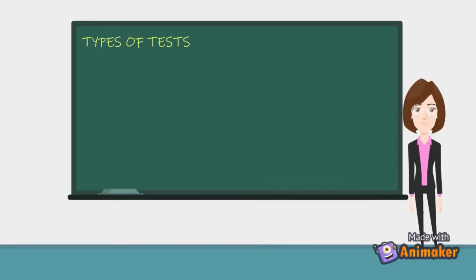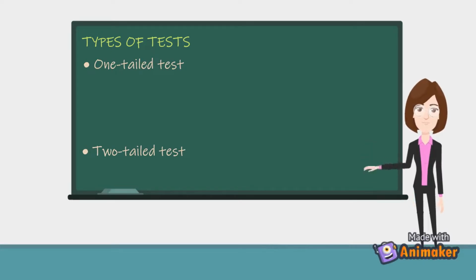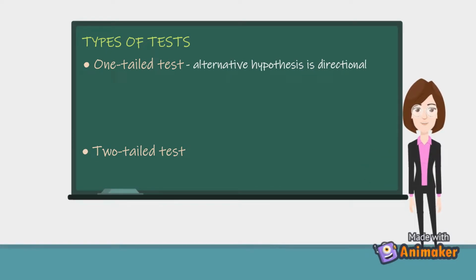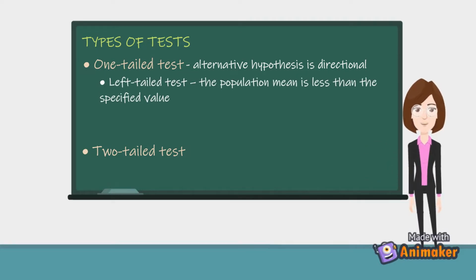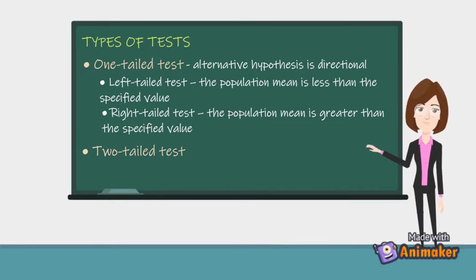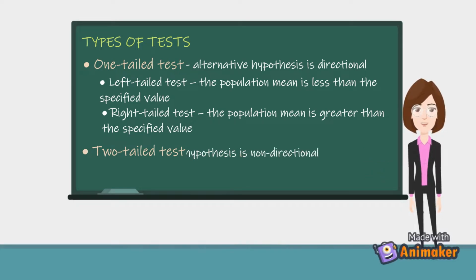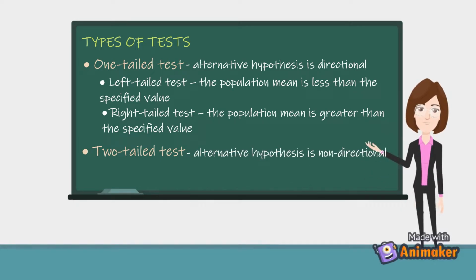There are two types of tests, a one-tailed test and a two-tailed test. A one-tailed test is done when the alternative hypothesis is directional, which means that the value of the measure is either greater than or less than the other measure. It can be a left-tailed test or a right-tailed test. A two-tailed test is done when the alternative hypothesis is non-directional, which means that the value of the measure is not equal to the other measure.